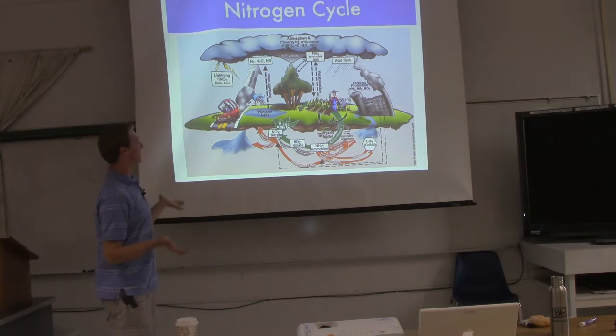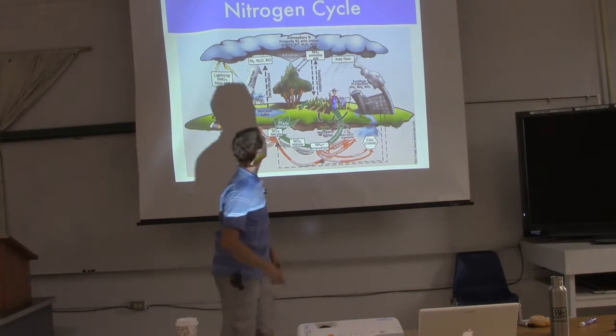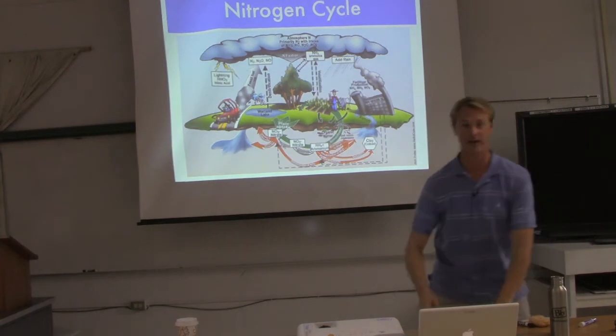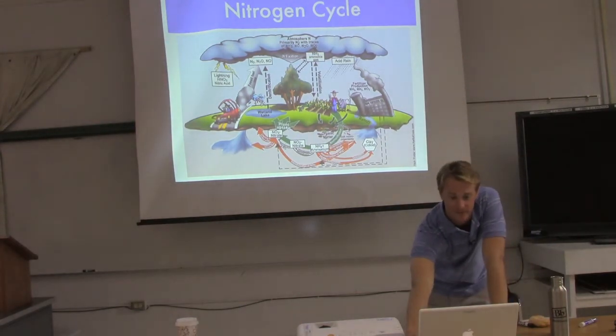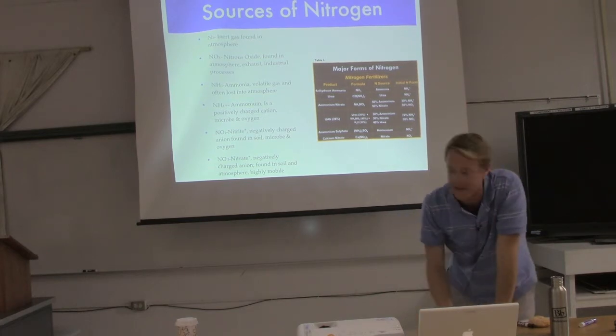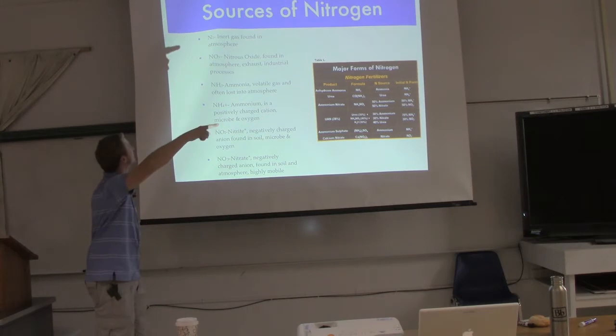Where in this is there an imbalance? Right? Potential problems that we don't even know what they are. Health, environmental issues. Okay, sources of nitrogen. I just talked about that. Inert gas found in the atmosphere, N2.